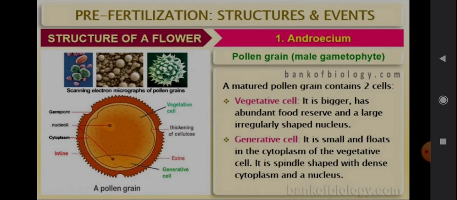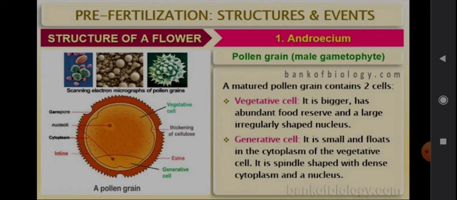And in these matured pollen grains, you are having 2 cells, the vegetative cell and the generative cell. They have marked vegetative cell and generative cell. Compared to the generative cell, the vegetative cell is bigger, right? Hence the vegetative cell is bigger and it has abundant food reserve and a large irregularly shaped nucleus. It means this vegetative cell will be storing reserve food materials, and the nucleus is not in a regular shape, it is irregular.